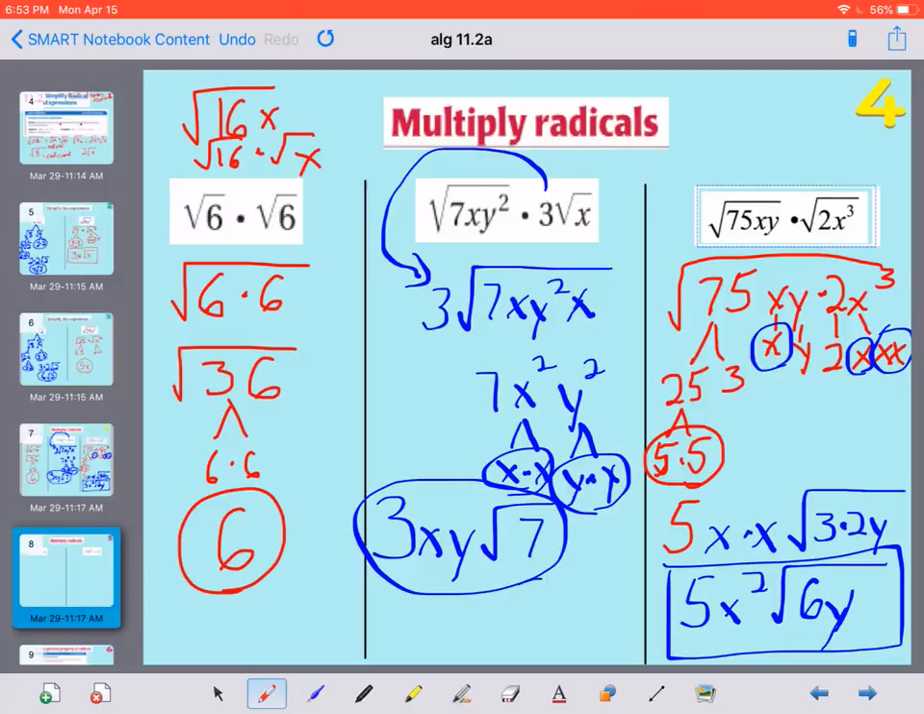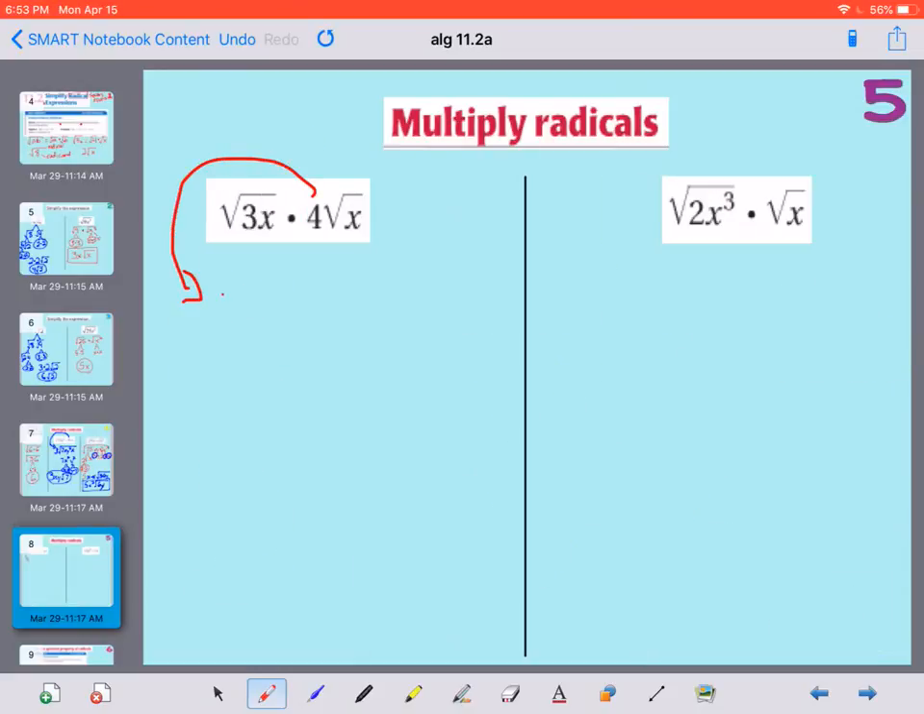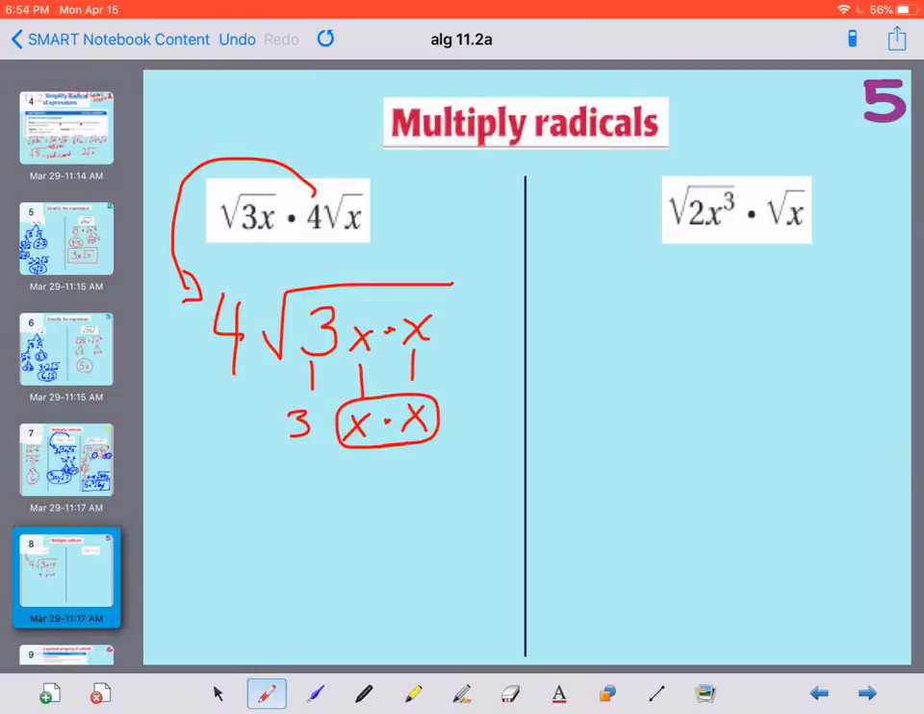Here again we have 4 already outside, so I'm going to leave that out, so 4. Then on the inside of our square root we have 3x times x. So on the inside here we have x and 3. X times x can be put together. So I know I can take out an x, so I'll have still 4, I'll take out the x, so 4x, and on the inside I still have 3.